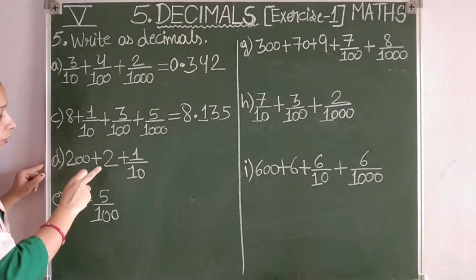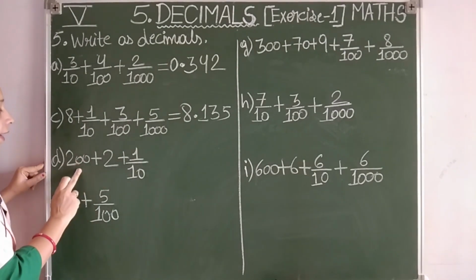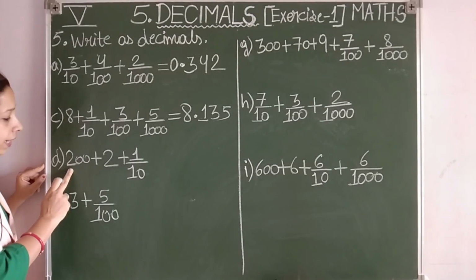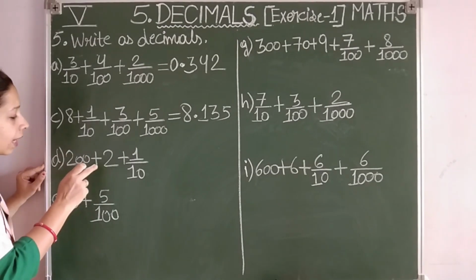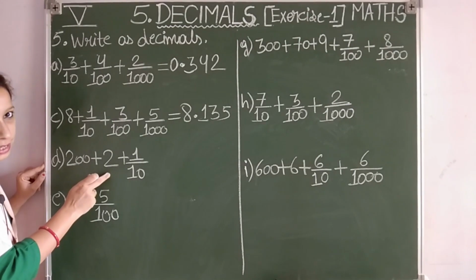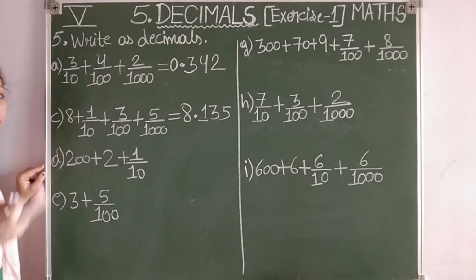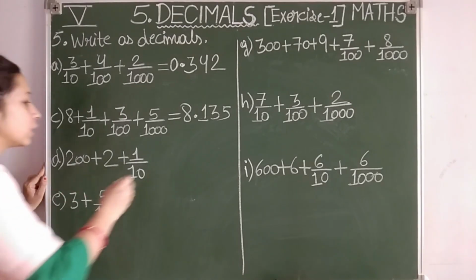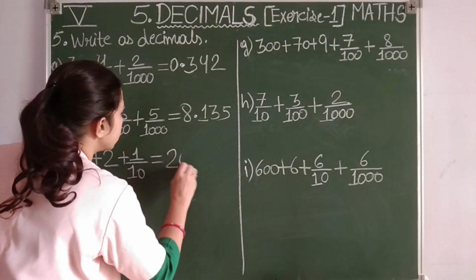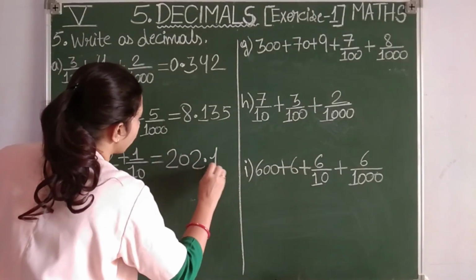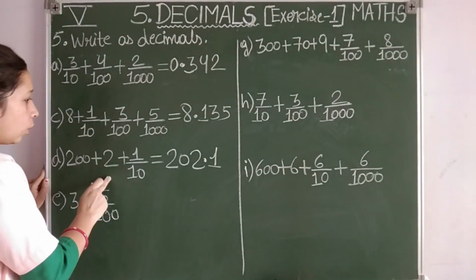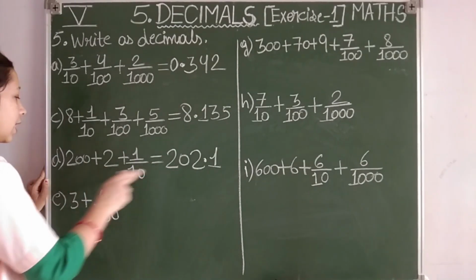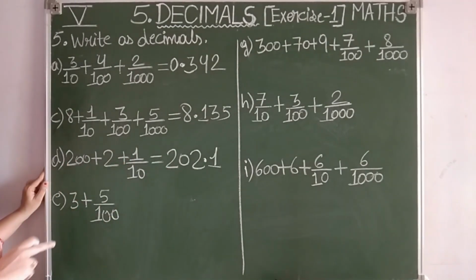Look very carefully, students. Here 200 means the place value of 2 is hundreds. Then 10 should come now, but here tens is not there. Directly ones is there. The digit for ones is 2. So what about the tens place? We know that if nothing is mentioned, then surely it is 0 in the tens place. So I'll write it as 202.1. Now see, 1 is in the tenths place, 2 is in the ones place, then 0 is in the tens place, and again this 2 is in the hundreds place.